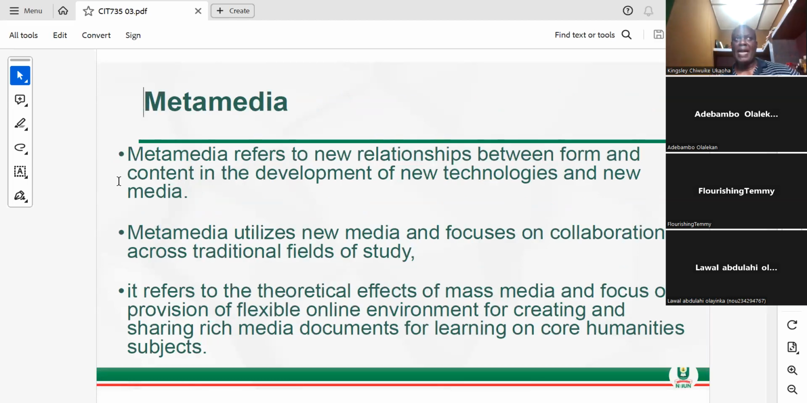Metamedia. When you hear meta, it is something about something. So metamedia refers to the new relationship between form and content in the development of new technologies and new media. Metamedia utilizes new media and focuses on collaboration across traditional fields of study. And it refers to the theoretical effects of mass media and focuses on provision of a flexible online environment for creating and sharing rich media documents for learning on core humanity subjects.